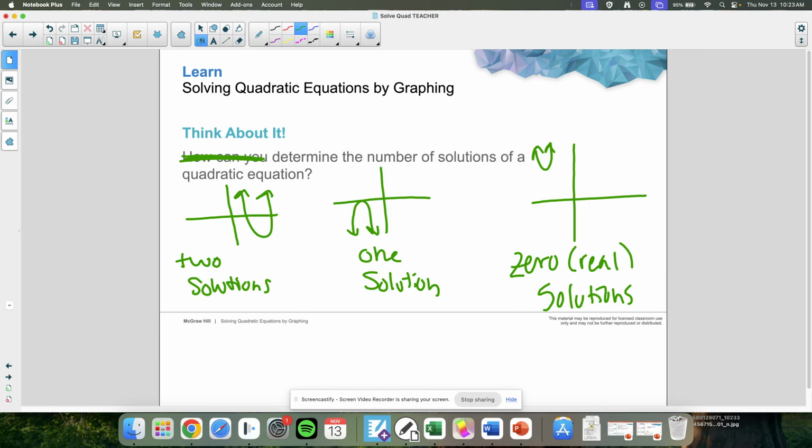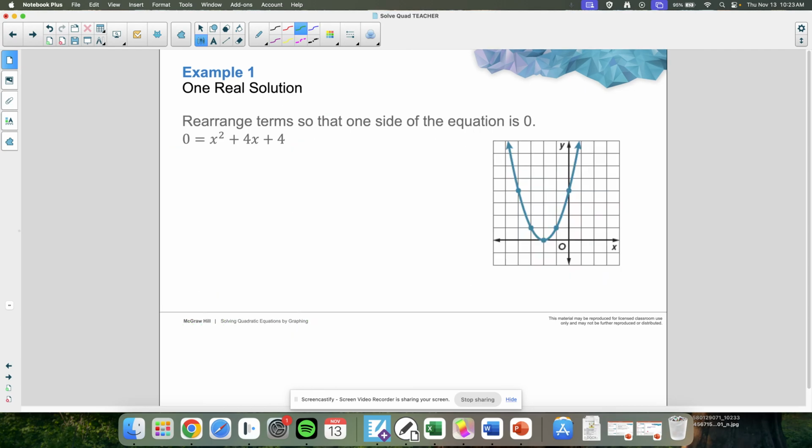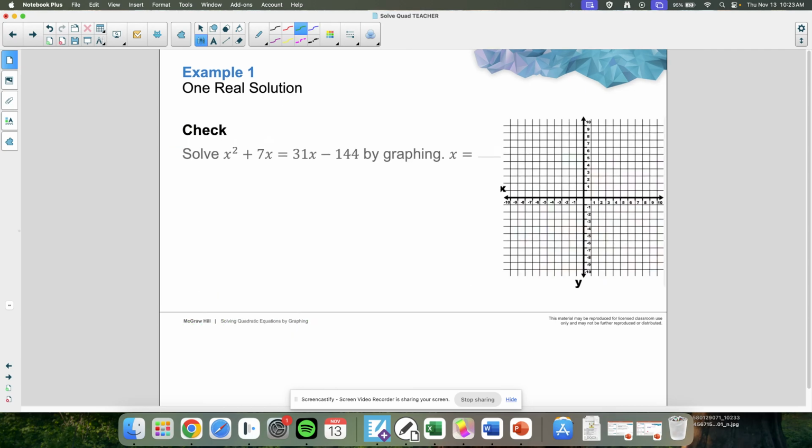Once you guys are done writing this, we're going to go ahead to this one. Same setup, except it's a different equation. Now it's x squared plus 7x equals 31x minus 144.